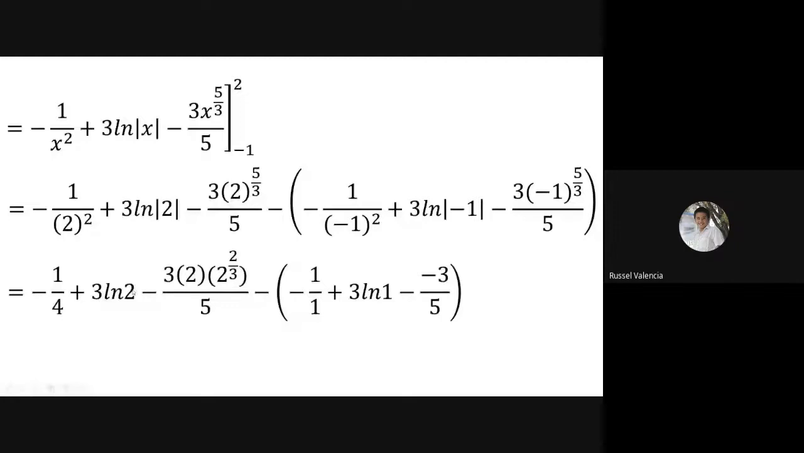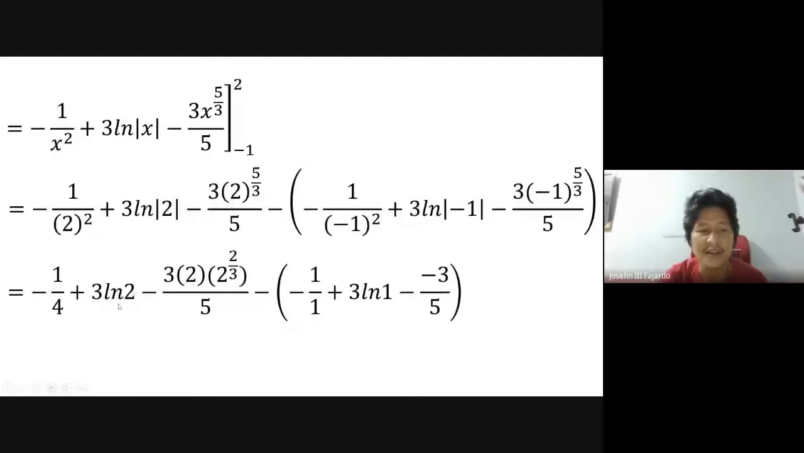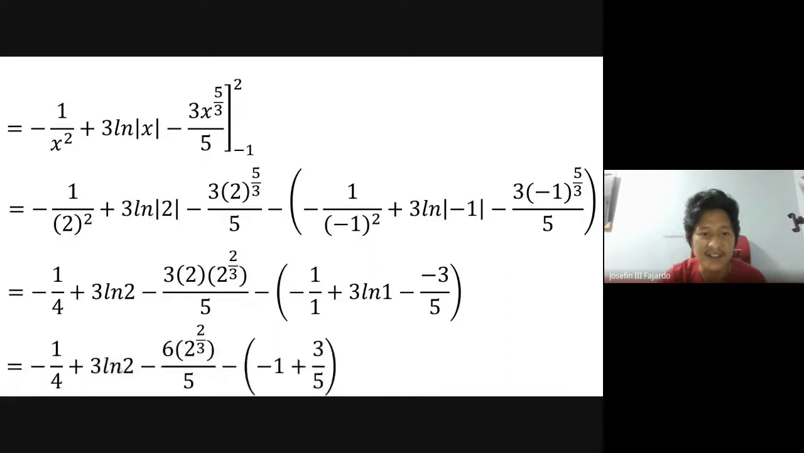Okay, so pwede na tayo mag-proceed. Simplify pa natin further. So ito, naging 6. So 3 times, naging 6. Yun lang ang ginawa ko dito going to this next step. Ln of 1 is 0, so I just remove this. And then negative times negative, so this becomes positive. Negative 1 over 1 is negative 1.